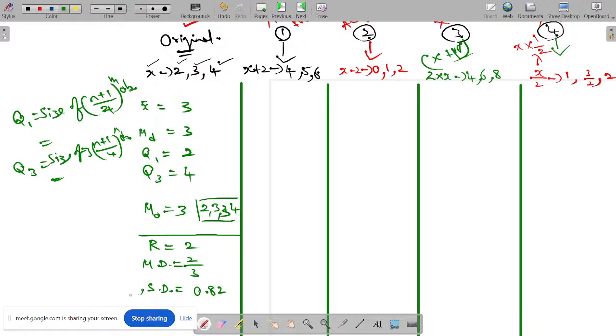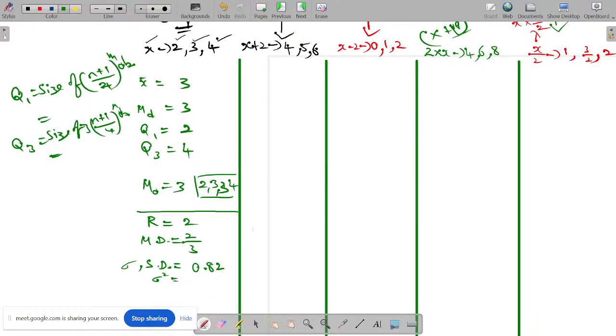Then this is sigma, right? Sigma square is 0.82 into 0.82.